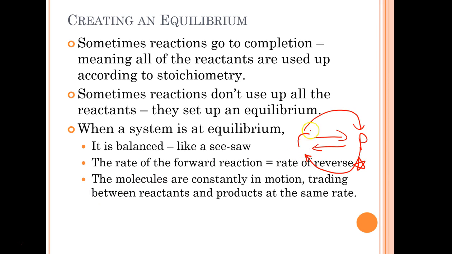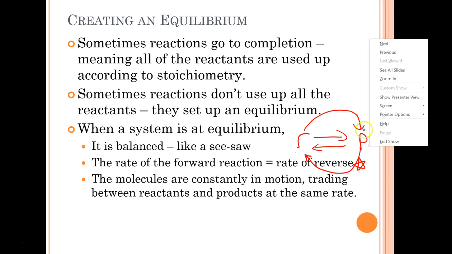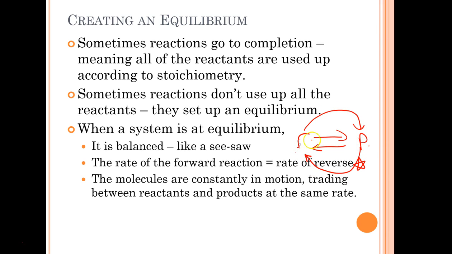The molecules are constantly in motion. I mean, it's not like it stops. It just stops changing how much. I might have 5 of these and 8 of those. And when one of these changes and one of these changes, I still have 5 and I still have 8. So the amounts of them don't change, but they're constantly trading places.